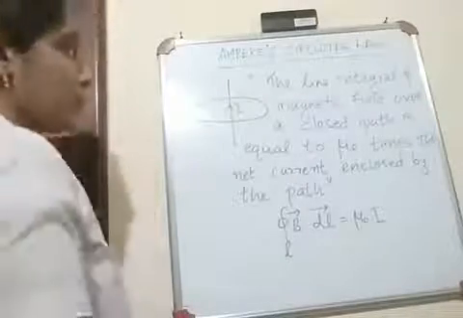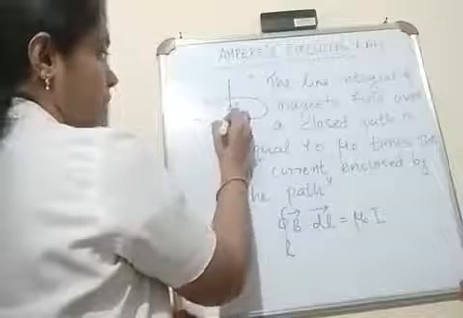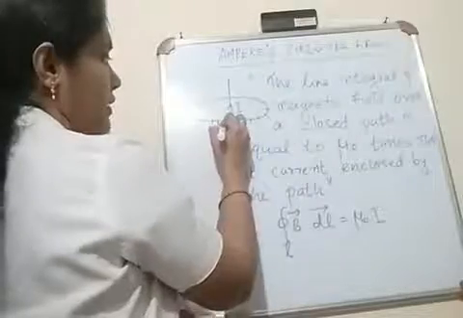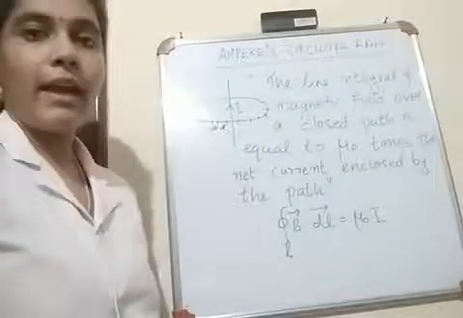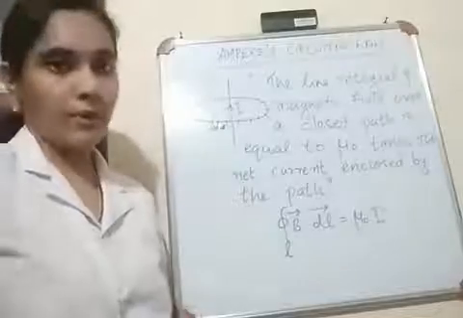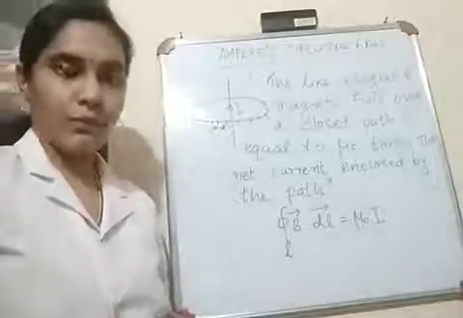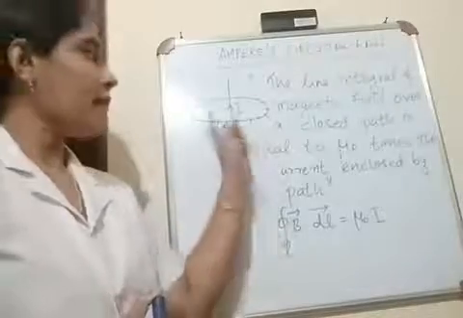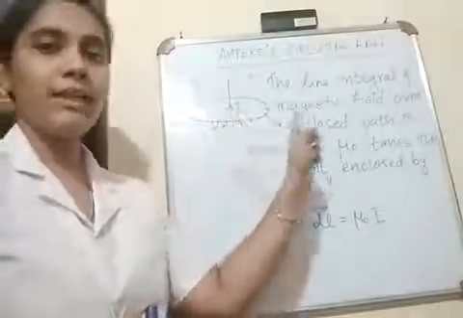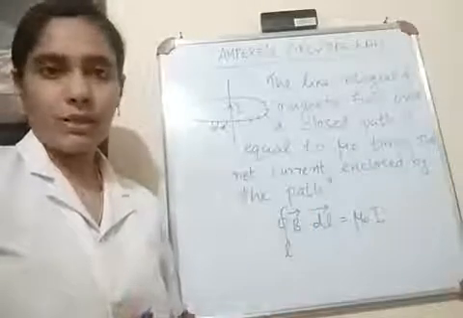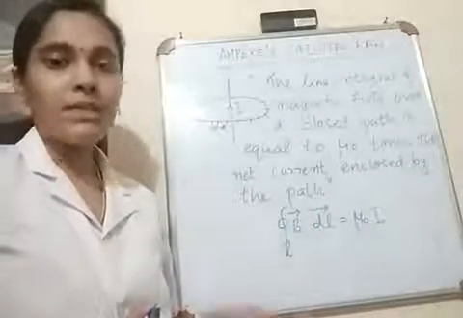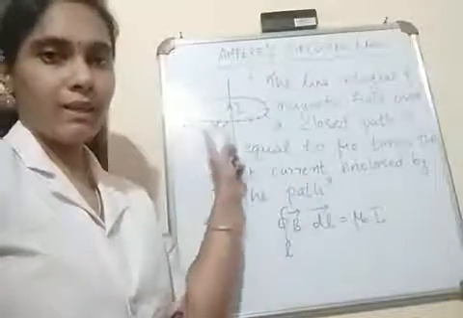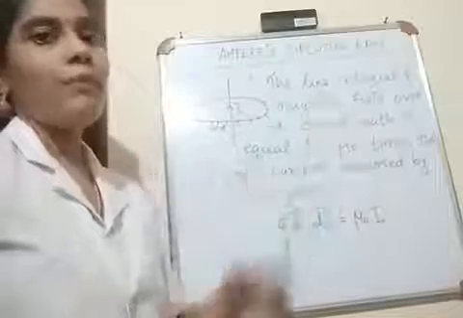If we consider this closed path as small segments, each segment is dl, and each dl element contributes to the magnetic field. So what will be the total magnetic field? In order to find out the total magnetic field, we need to add the magnetic field produced by each dl element, which is a tedious process. So for our convenience, we will do integration, integrating the magnetic field over this entire path.